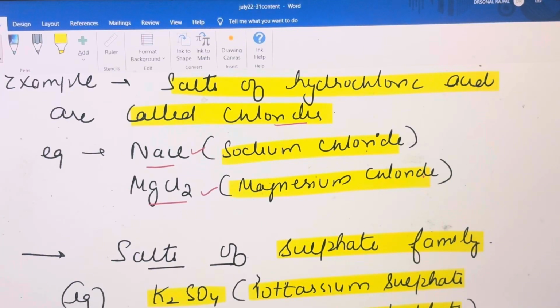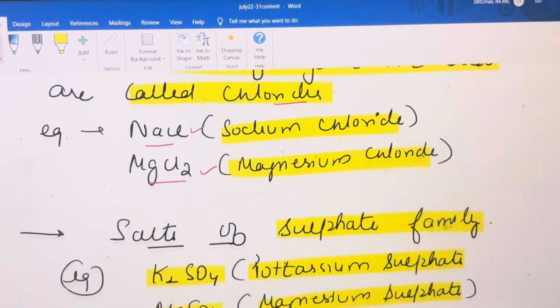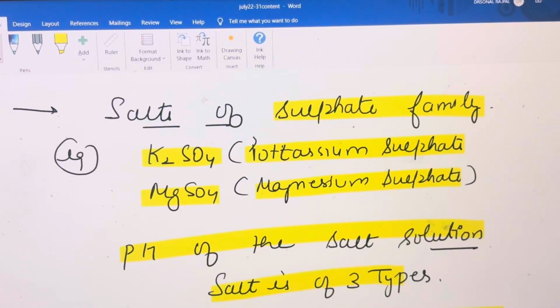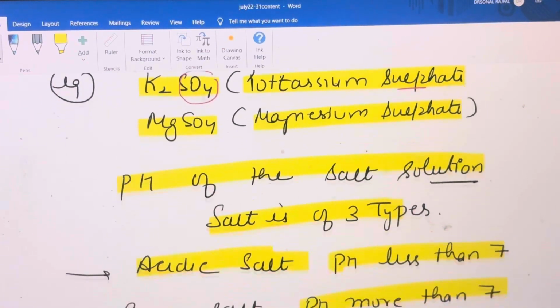If you see salt, you have seen many salts, like a salt of the sulfate family. For example, K2SO4, that is potassium sulfate. Its recognition is from its sulfate part, its anion part. So these are salts of the sulfate family, because in every salt we have one positive part and one negative part, and salts are always ionic.